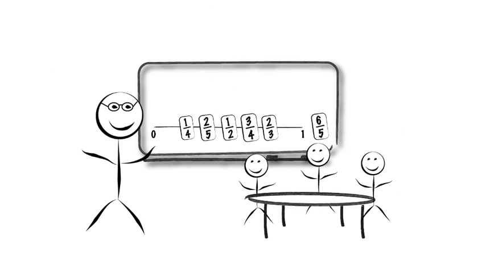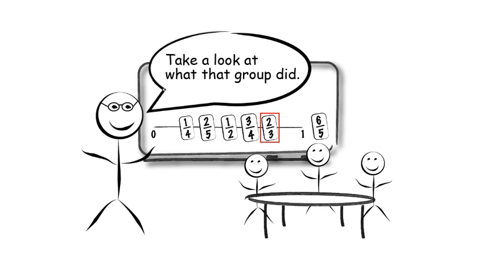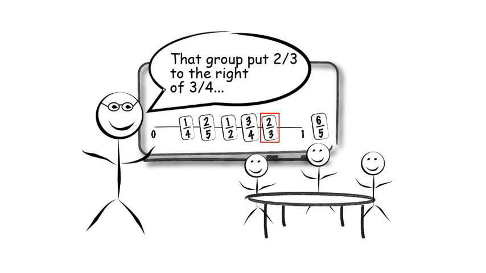What about students who are doing well with the activity but may have placed a few fractions on the number line incorrectly? You could let them continue with their misconceptions and see if they can correct them on their own, or another choice would be to ask them to compare with another group or student and discuss any differences in fraction placement. That group put 2/3 to the right of 3/4, and you guys didn't. Can you use fraction bars to figure out who's right?